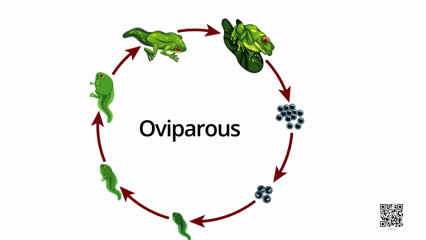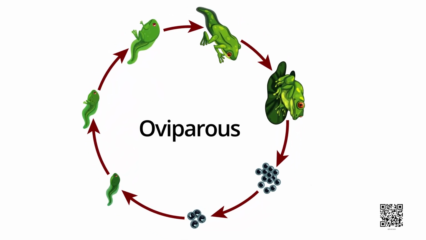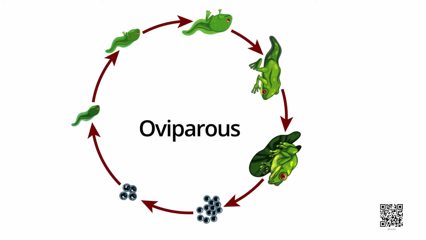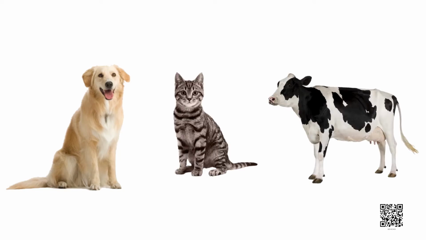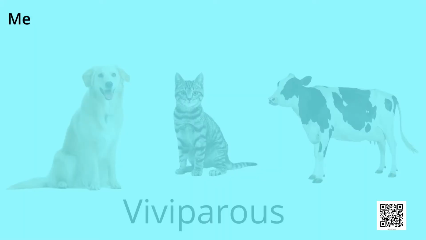The eggs of a few animals are easy to collect because their mothers lay them outside their bodies. For example, snakes, hens, etc. But you would not be able to collect the eggs of a dog, cow or cat. This is because they do not lay eggs. The mother gives birth to the young ones. These are examples of viviparous animals.